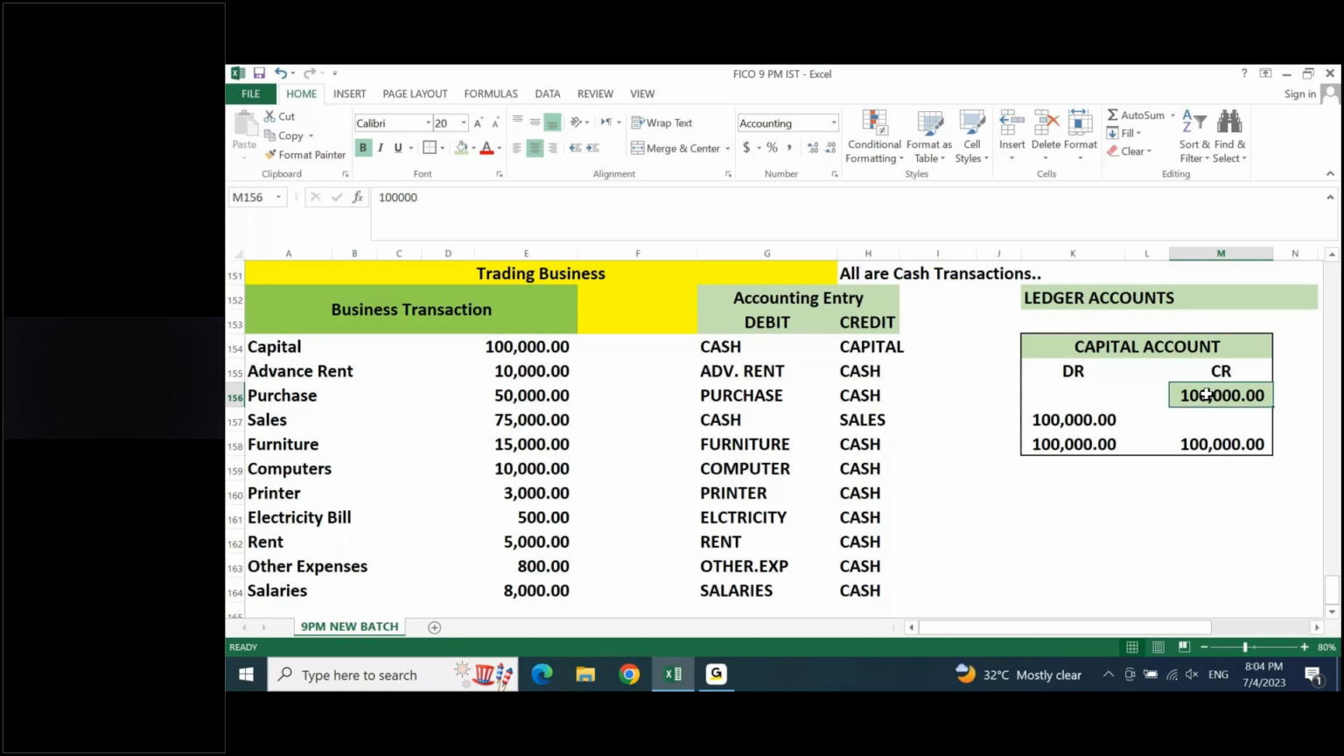Closing balance. This is called as what? This is your account closing balance. This is not even account closing balance. This you simply call it as the account balance, not closing balance.